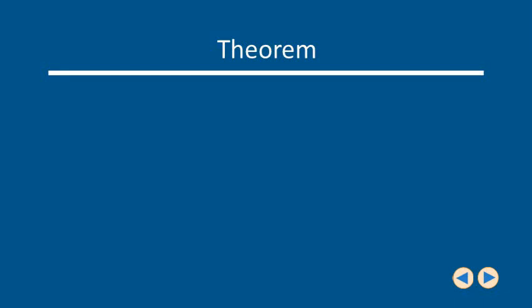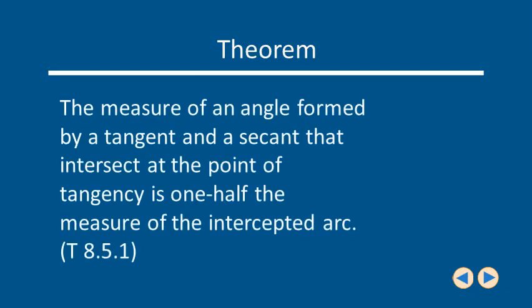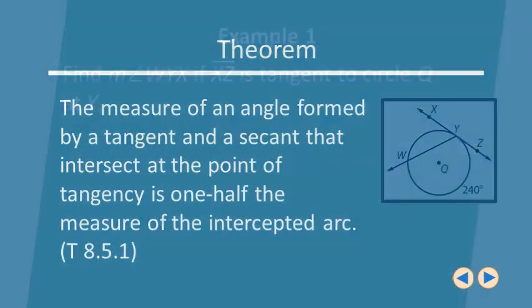So here is our first theorem. The measure of an angle formed by a tangent and a secant that intersect at the point of tangency is one half the measure of the intercepted arc. So again, all this is saying is that this is another kind of inscribed angle, but it's an inscribed angle instead of with two secants, with a secant and a tangent. Okay, this is the middle of page 376.